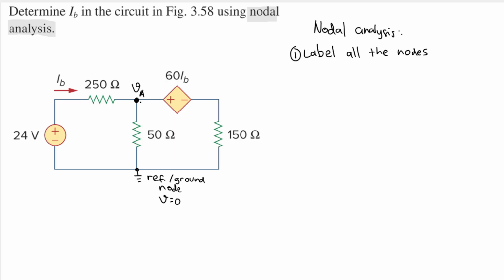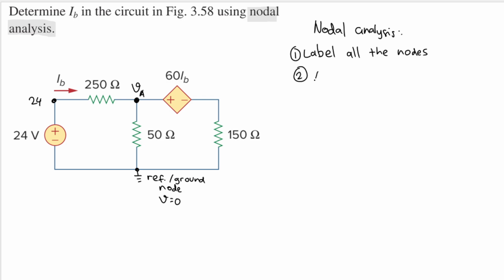And here we have this voltage source. The difference between the negative terminal, which is 0 because it is connected to the reference node, and the positive terminal should be 24. So here we have 24 volts from the ground because this is a voltage source. Next, let's move on to the second step.